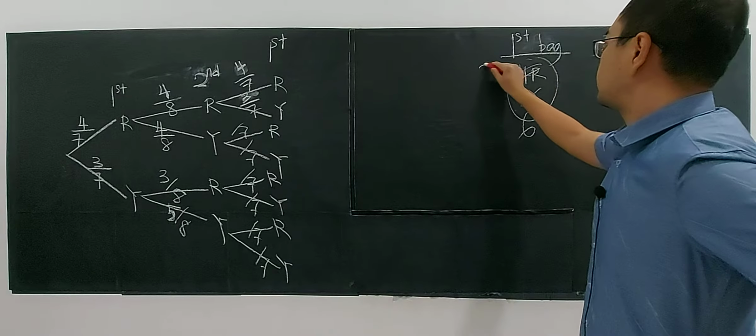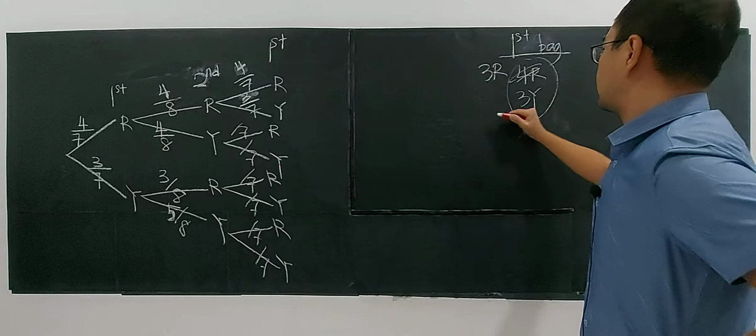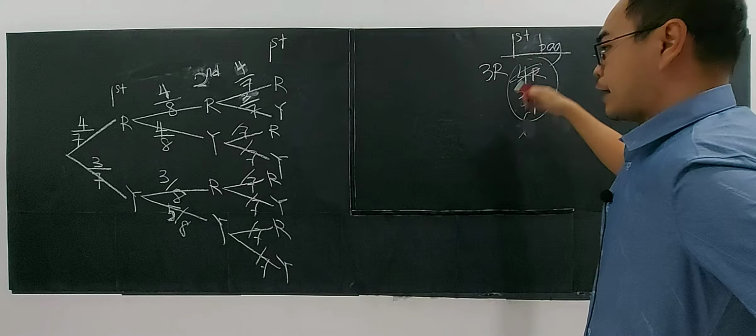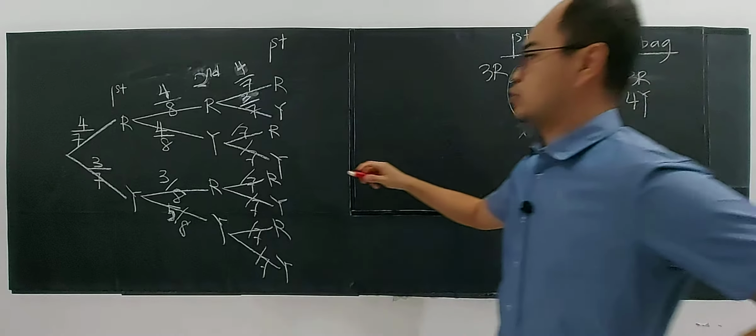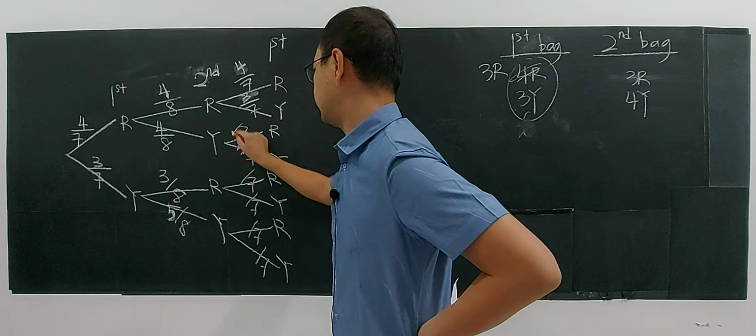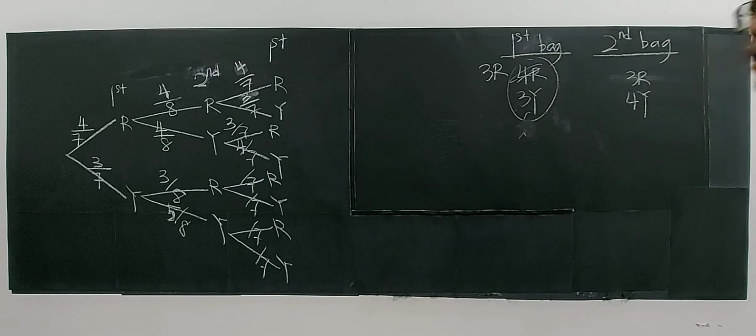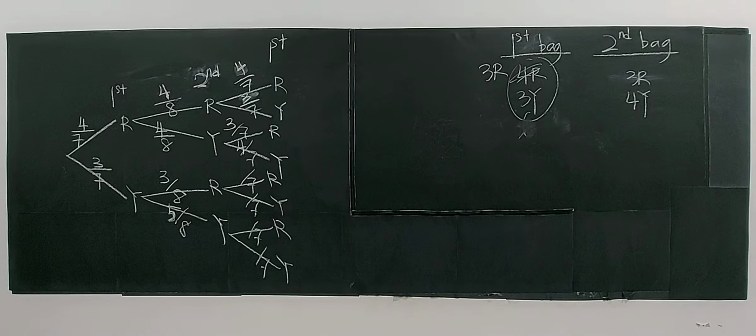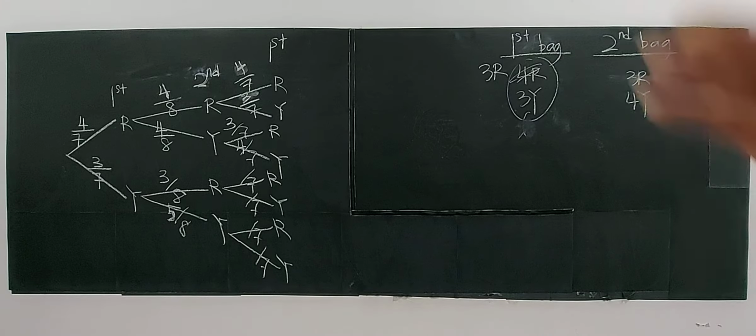So the red remains 3 red. But the yellow, additional 1 yellow, right? So it becomes 4 yellow and 3 red, right? 4 yellow, 3 red.